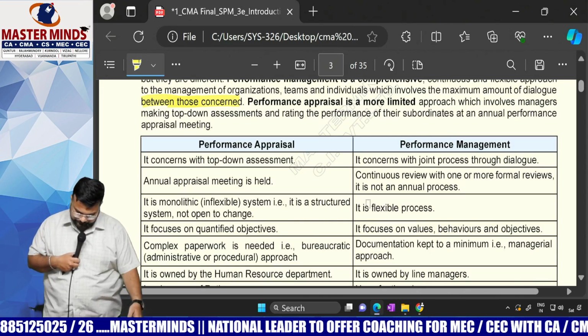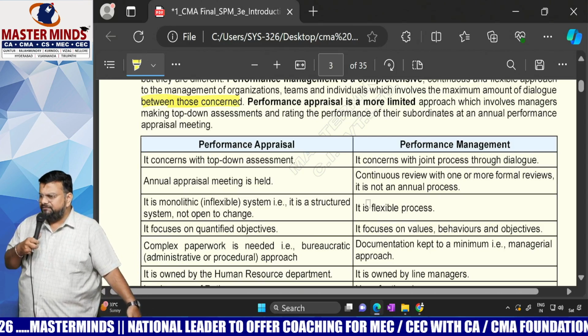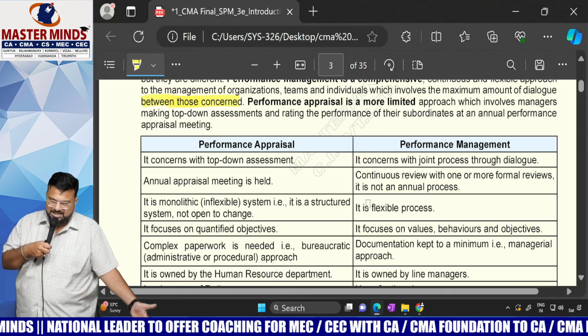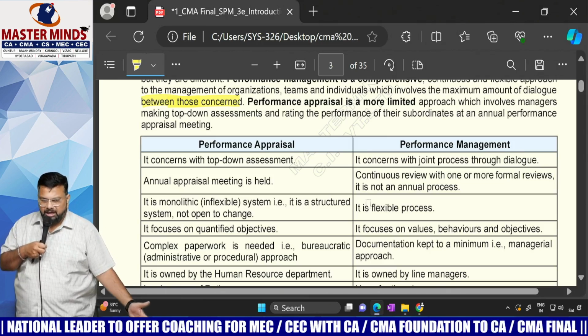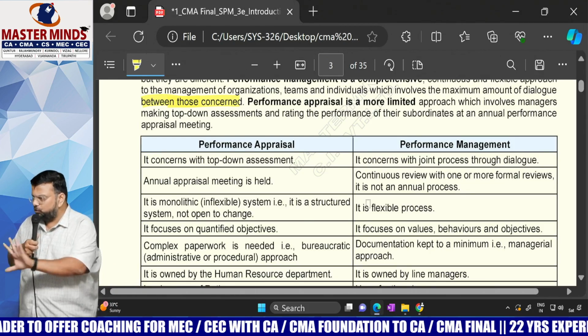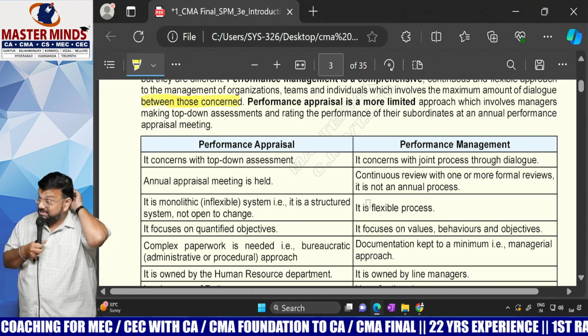Next, performance management: documentation kept to a minimum. That is the managerial approach, where everything depends on management. Comparatively, here the documentation work will be less. They will only mention the minutes of the meeting if necessary, and the conclusion. That's the standard, no need for further documents. But when it comes to appraisal, you need several documents.